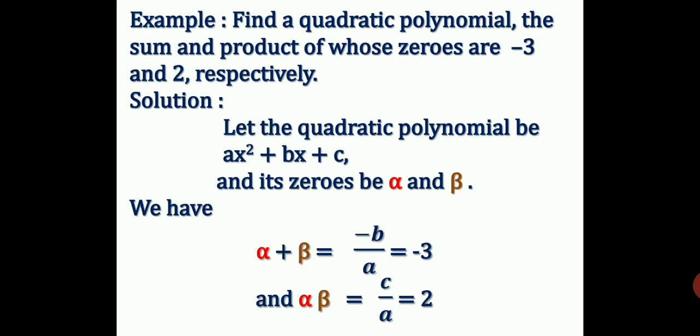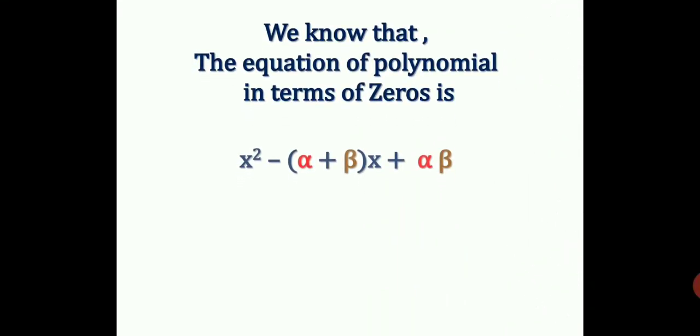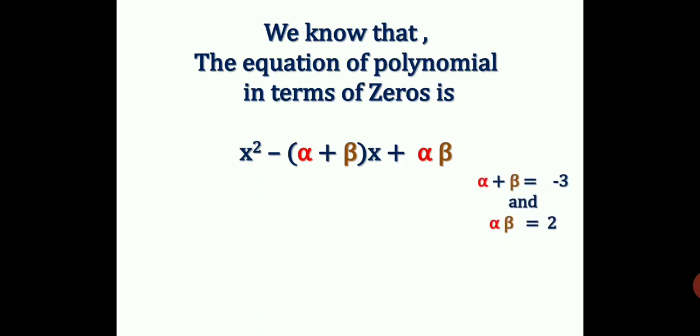We can write these types of examples, ax square plus bx plus c, in terms of alpha and beta. That is what? The equation is x square minus alpha plus beta of x plus alpha into beta. Put in the values. What is alpha plus beta? That is minus 3. Alpha into beta is equal to 2. So the equation is x square minus minus 3 into x plus 2, because the alpha plus beta value is minus 3. So x square minus into minus is plus 3x plus 2. So this is the perfect equation. The sum is minus 3 and the product is 2.